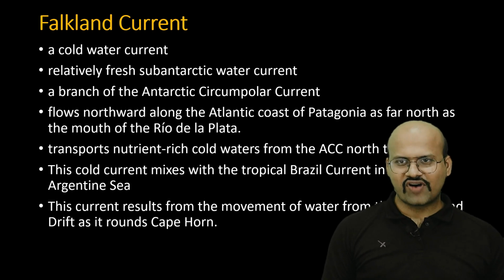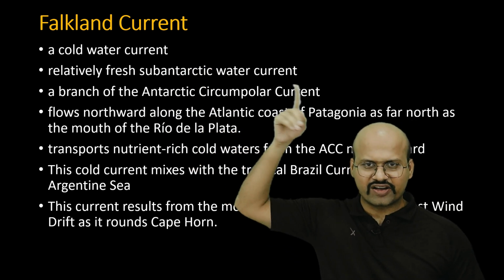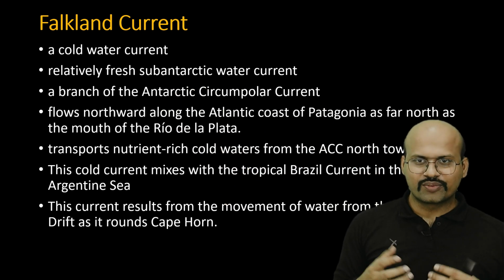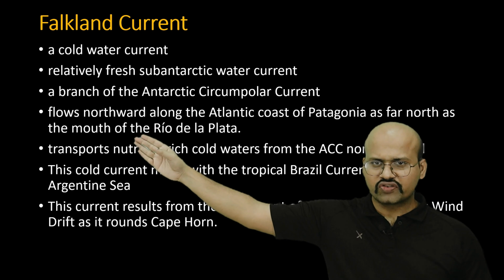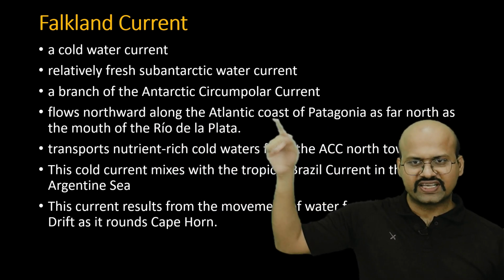Here is a summary of Falkland current. It's a cold water current because it originates from the Antarctic circumpolar current. And it carries fresh water because it comes from the polar regions. It flows northward along the Atlantic coast of Patagonia, which is in Argentina, and it moves till Rio de Plata.